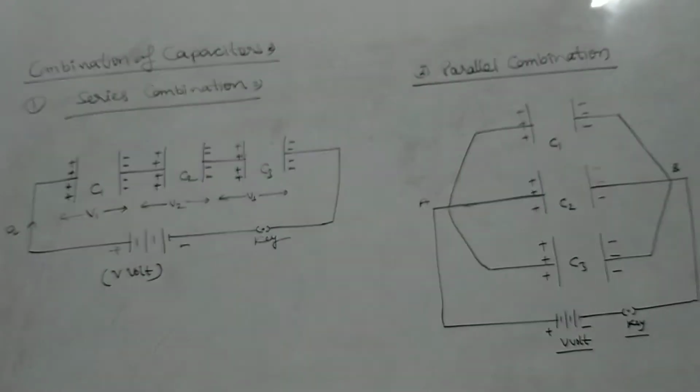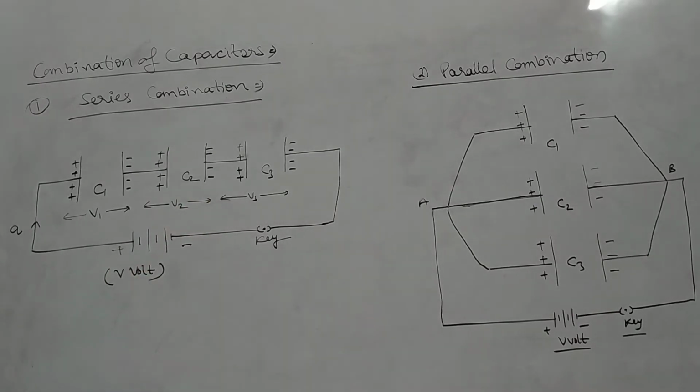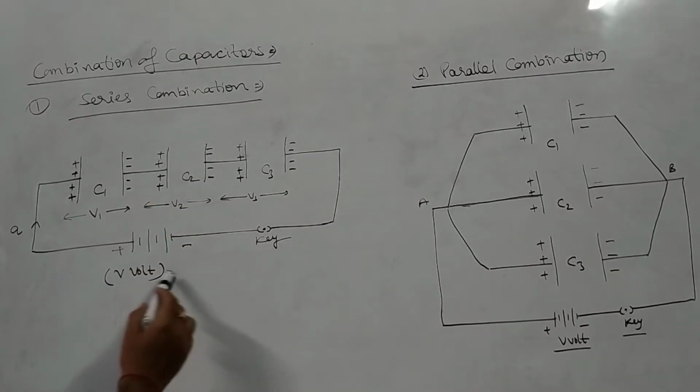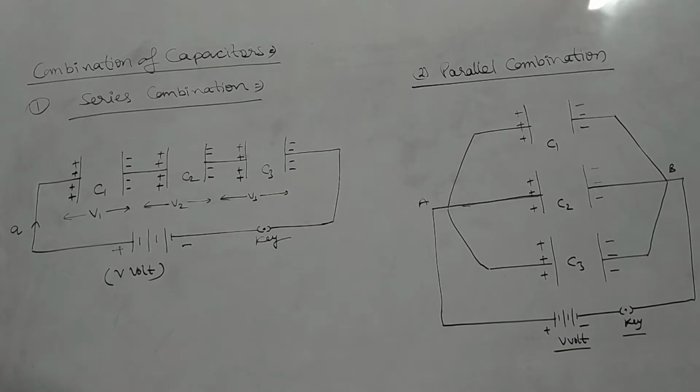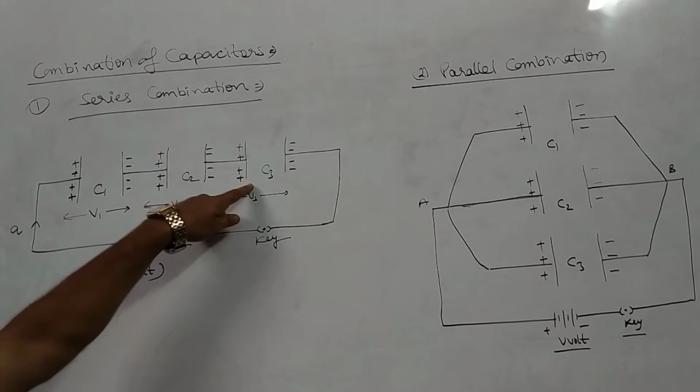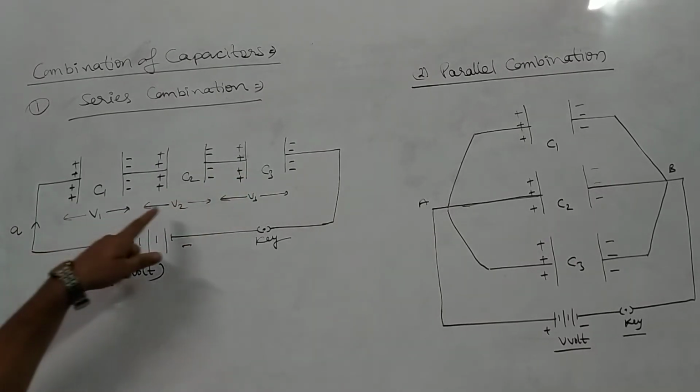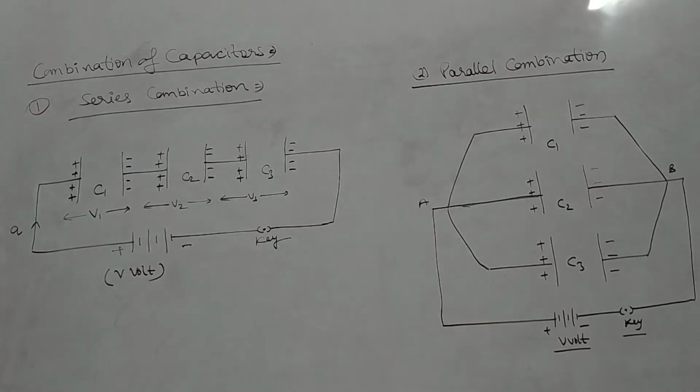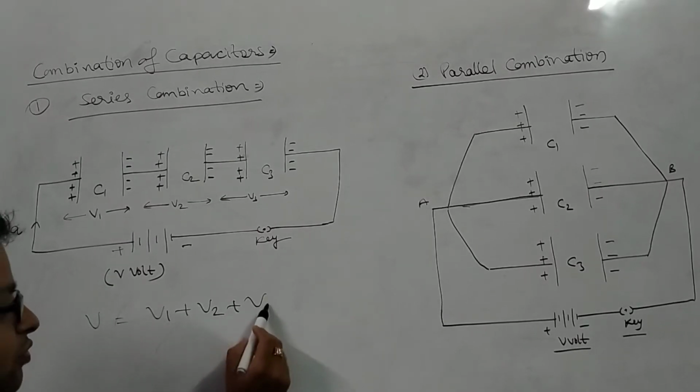If three capacitors C1, C2 and C3 are joined in series combination with a battery of V volt and a key, then across the capacitance C1, C2 and C3 the potentials are V1, V2 and V3. So in this case the net potential is V is equal to V1 plus V2 plus V3.